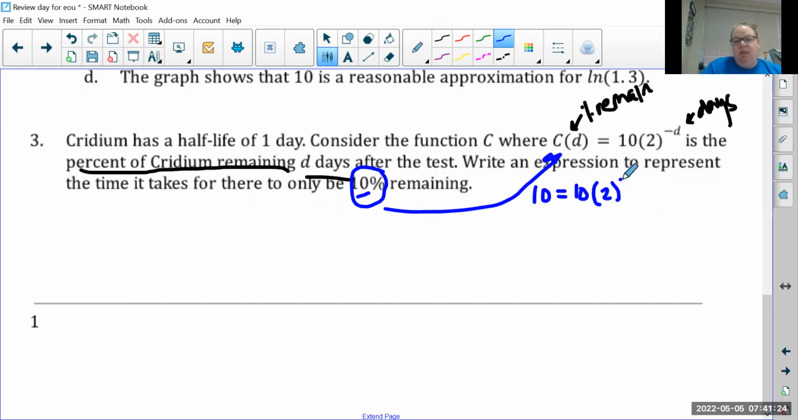As a heads up, this is a multiple choice question on the quiz and it's all written in log. So this is not enough. We need to put this into a log problem. In order to do that, we need to get rid of the 10 so that just the 2 to the negative D is alone. I'm going to divide both sides by 10. 10 divided by 10 is 1, and I have 2 to the negative D left over.